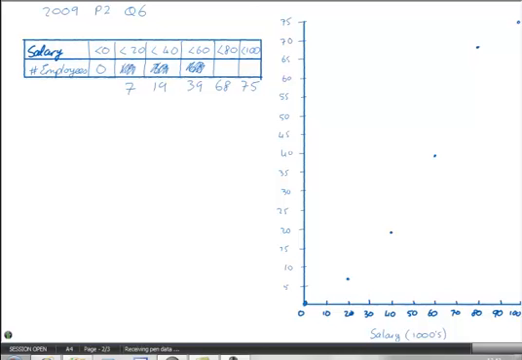So your curve then, nice and smooth. And that's your ogive drawn. Make sure you put in the label on the vertical axis, which is number of employees.